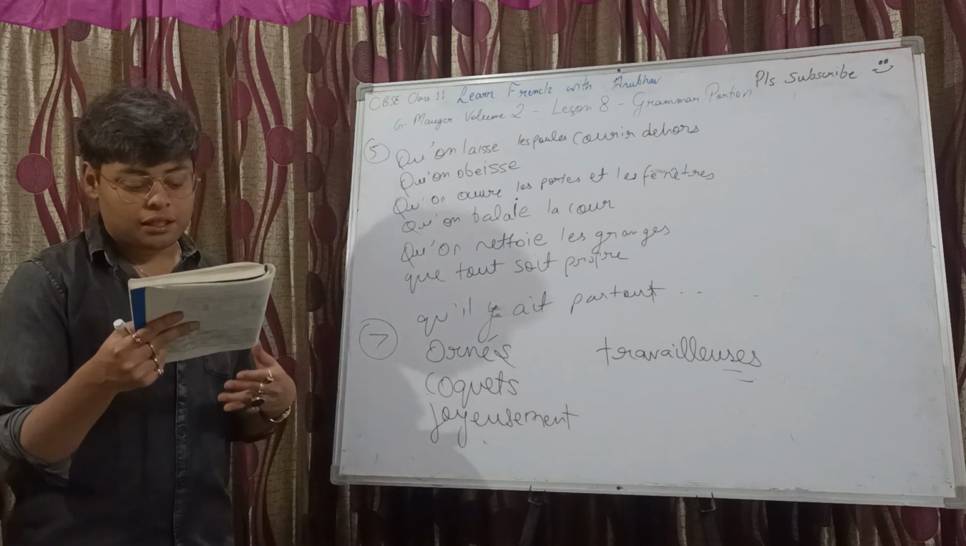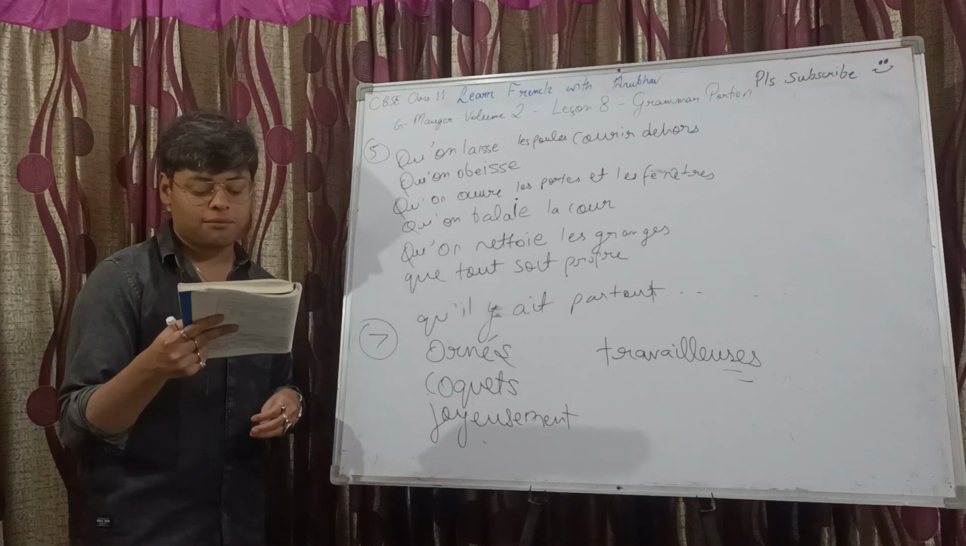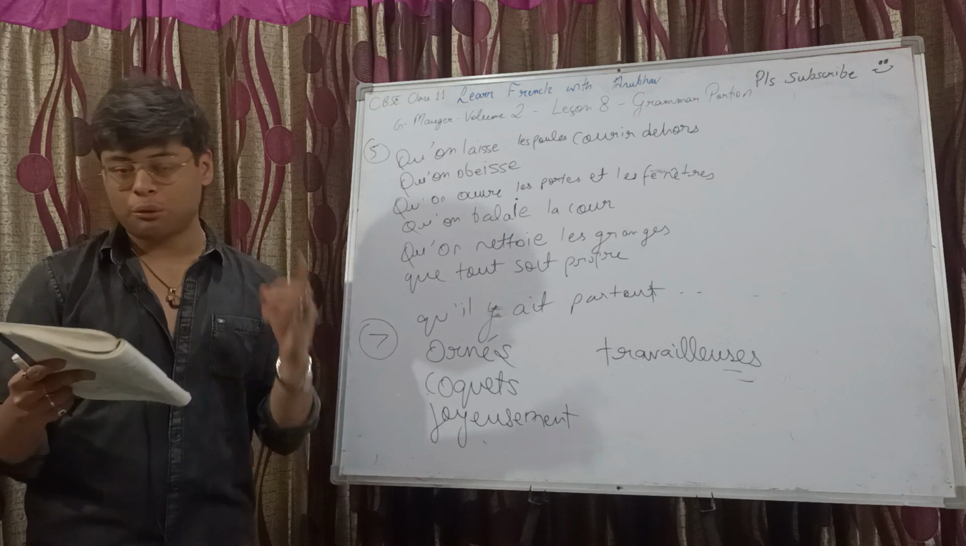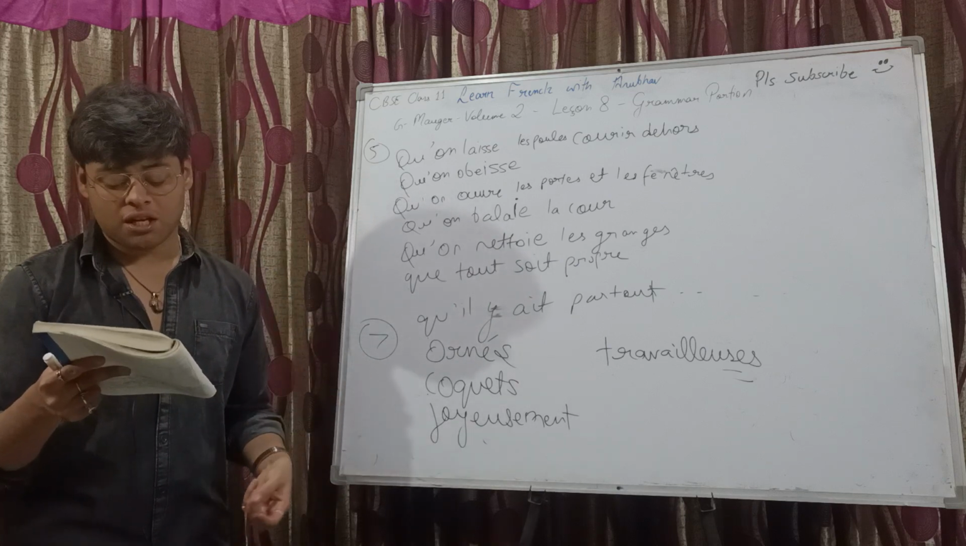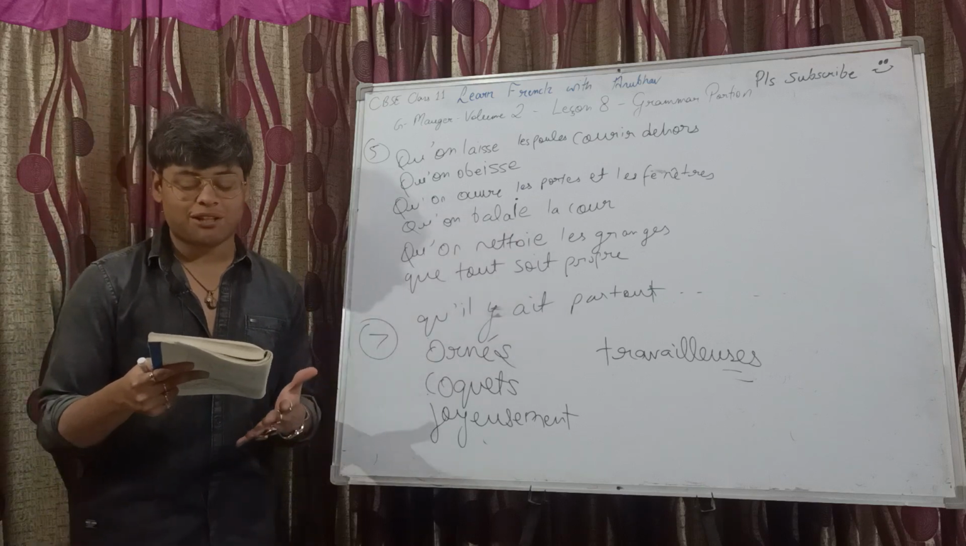Question number 8. Décrivez en dix lignes une ferme de votre pays. Very easy. You are going to do that on your own. It's an open-ended question. Describe a farm in 10 lines of your country. With this, we are done with chapter number 8.